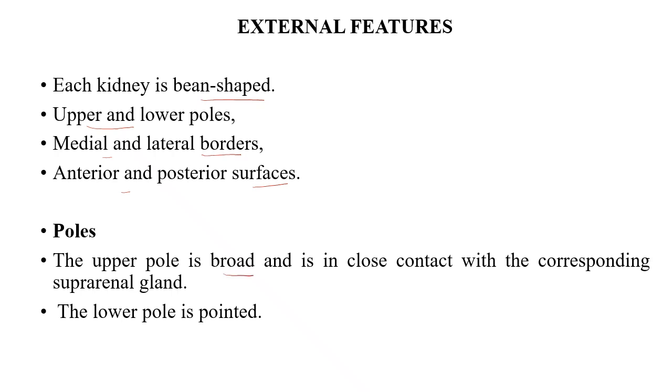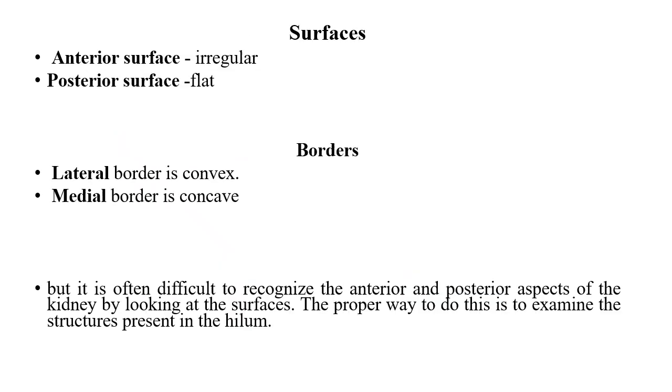The upper pole is broad and in close contact with the suprarenal gland, and the lower pole is pointed. If you look at the surfaces, the anterior surface is irregular and the posterior surface is flat. The lateral border is convex and the medial border is concave. But if you look at a kidney, it is difficult to recognize the anterior and posterior aspects of the kidney.